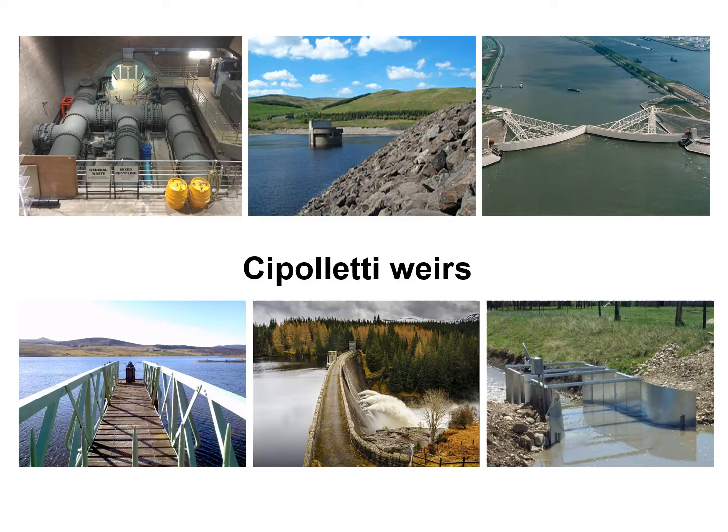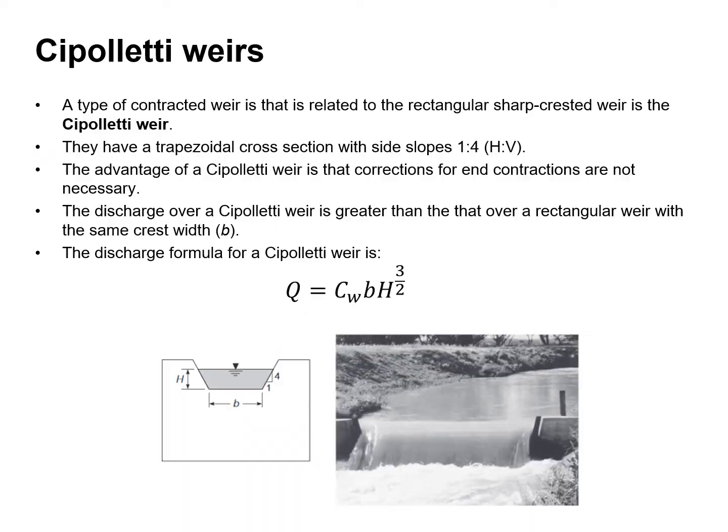So I'm now going to show you what's known as a Cipolletti weir. A Cipolletti weir is a contracted weir that's related to the rectangular sharp-crested weirs. They have a trapezoidal cross-section with side slopes of 1 and 4.